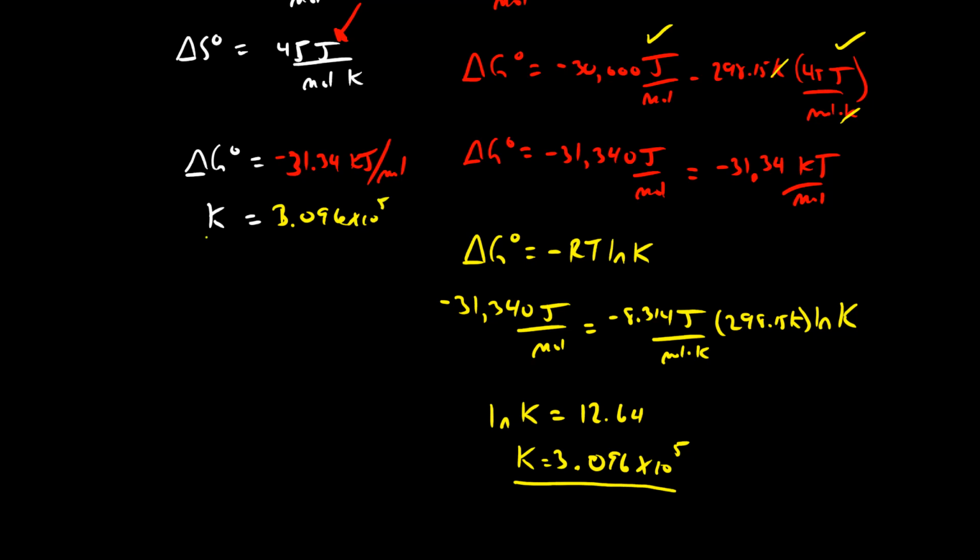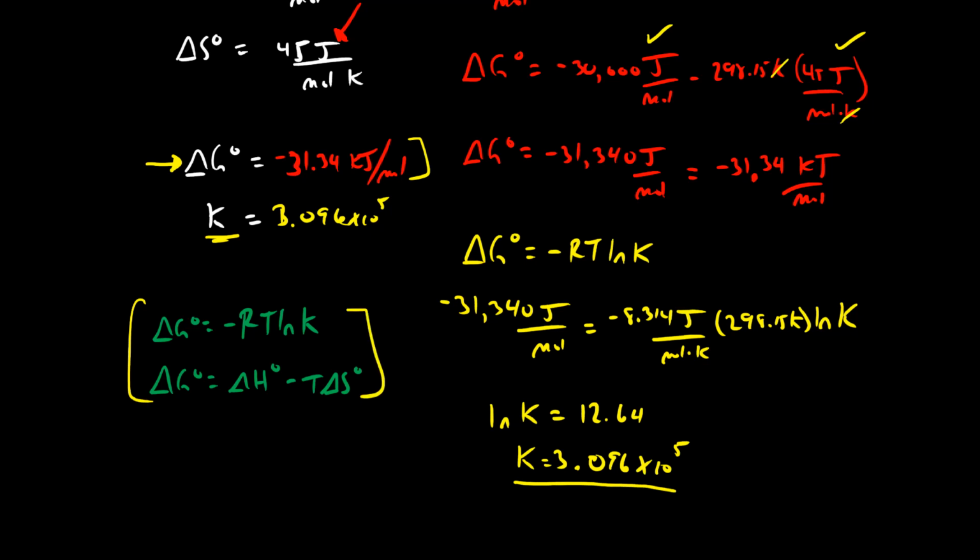So we have a very large equilibrium constant suggesting products are favored, and that matches what we calculated for delta G naught. Under standard conditions, we have a spontaneous reaction which tells us products are favored. All right, so that's how we can use our two really important equations, delta G naught equals minus RT natural log of K, and delta G naught equals delta H naught minus T delta S naught. Okay, and these two really are our core equations in this unit.